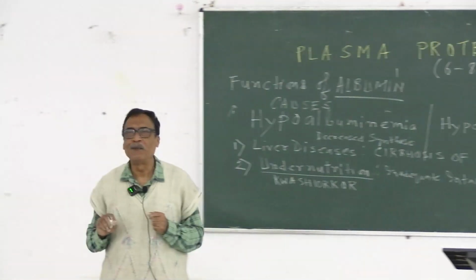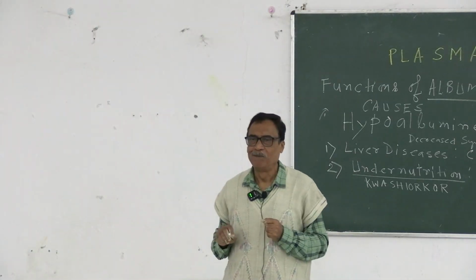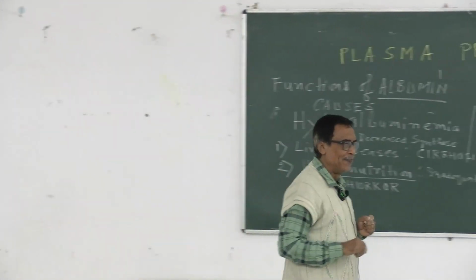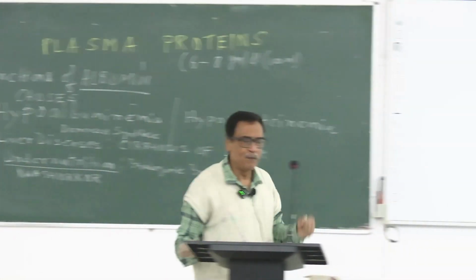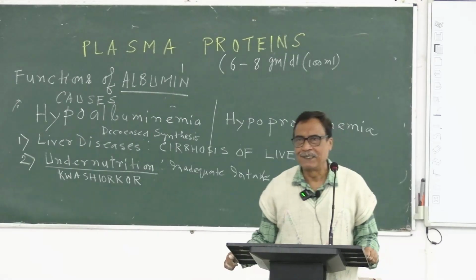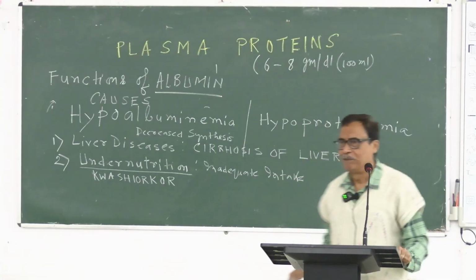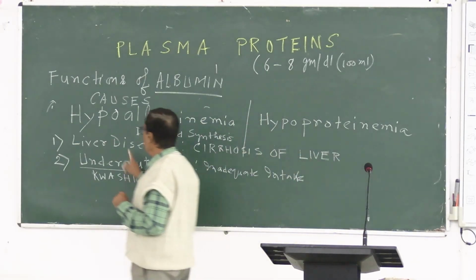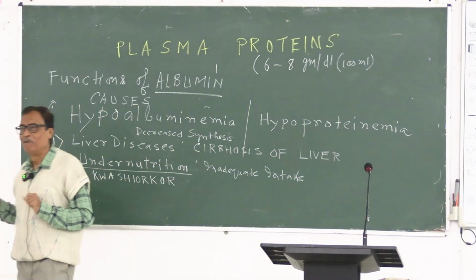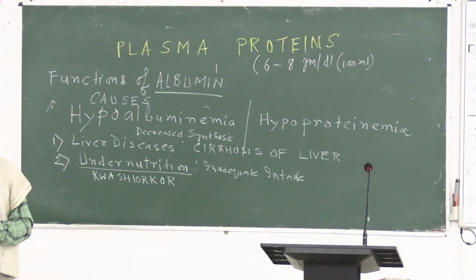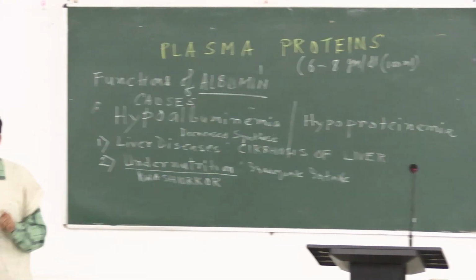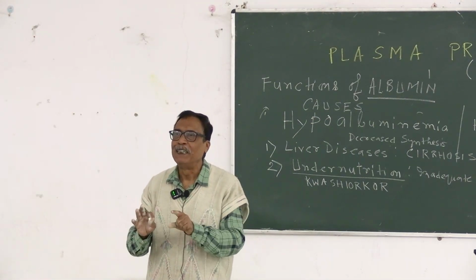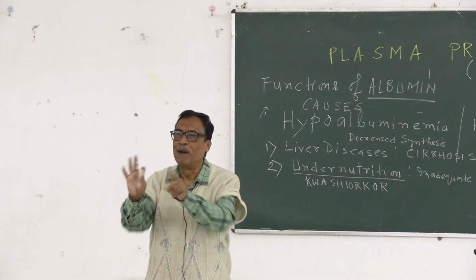There are two varieties of undernutrition. One is marasmus, another is kwashiorkor. The most prominent edema and hypoalbuminemia occur in kwashiorkor. So all of these will have edema. All the causes of hypoalbuminemia or hypoproteinemia will be manifested clinically by formation of edema.